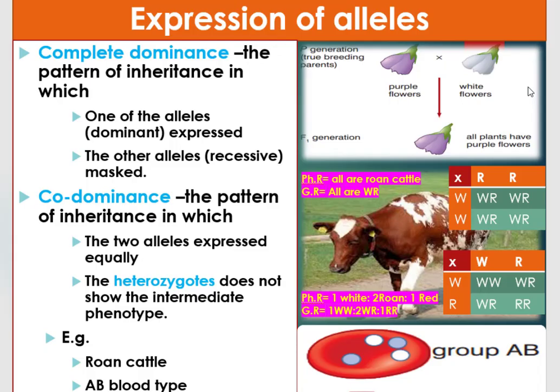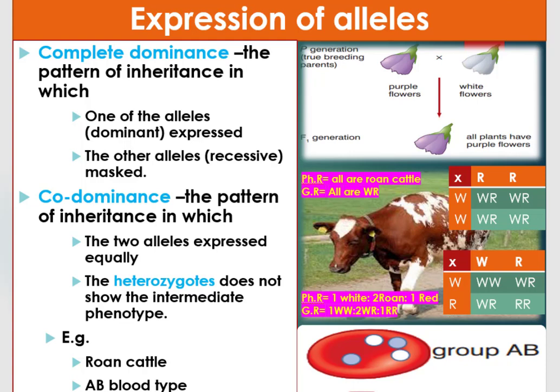Expression of alleles. Expression of alleles is the process in which genotypes of organisms determine the occurrence of phenotypes or traits of an organism. Are alleles always simply dominant or recessive in their expression process? The answer is no. There are some alleles that are codominant and incompletely dominant. Let us see the three ways of allele expression in an organism.